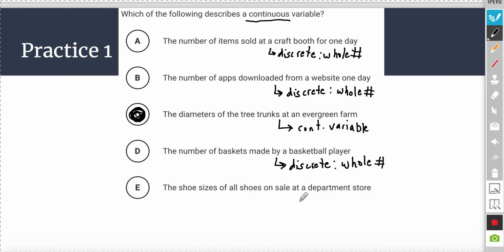And the shoe sizes of all shoes that are on sale at a department store, this is going to be discrete because that's going to come in whole or half increments. All right, so here's an example of a continuous variable in comparison to some discrete variables.